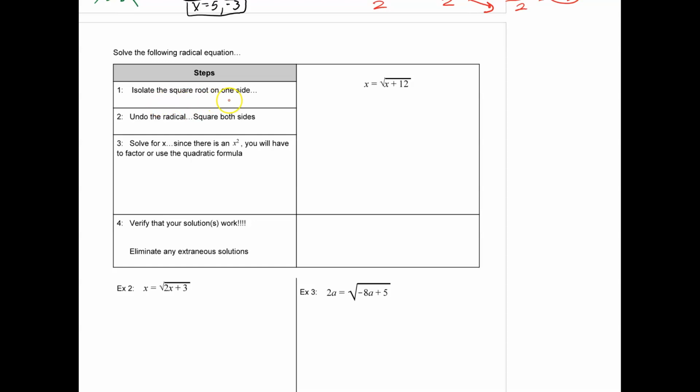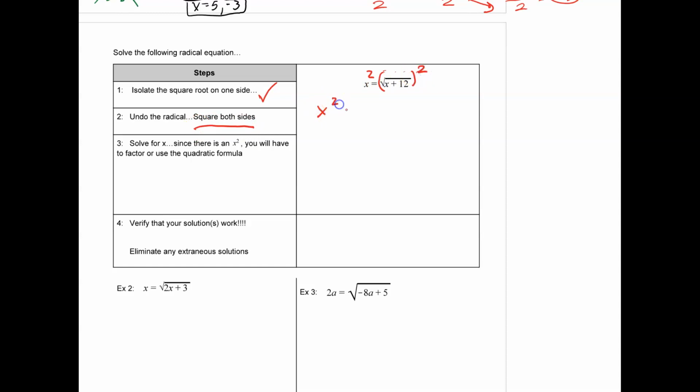All right, isolate the square root on one side, meaning if there's stuff not under the square root, you move it to the other side. For our problems that we're doing, things are generally going to be isolated already, but that's not always the case. If you look at our problem, the square root stuff over here on the right-hand side, it's already by itself. So we're done with that. To undo the radical, as you saw yesterday, we're going to square both sides. So I'm going to square this, and I'm going to square this.